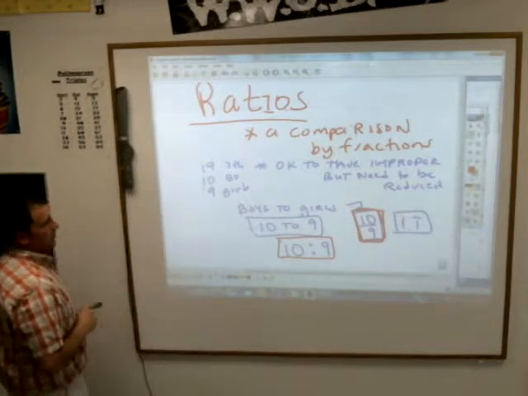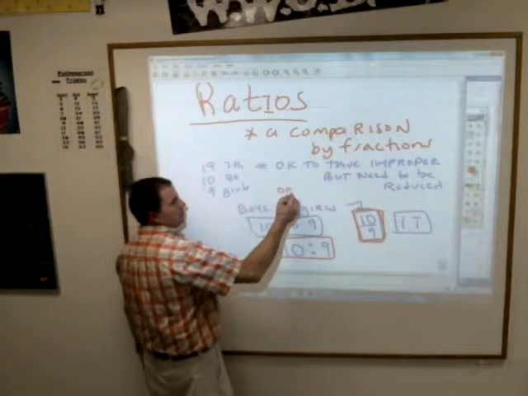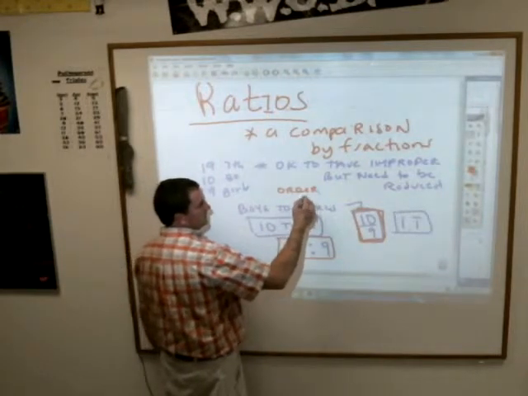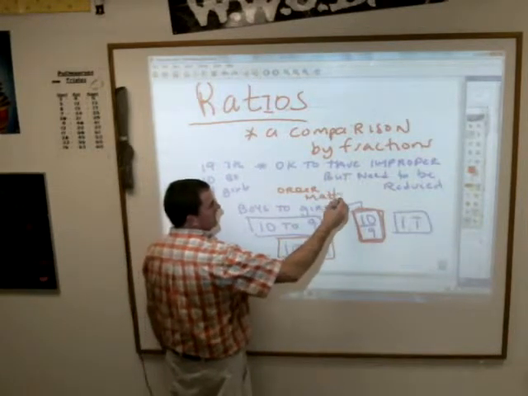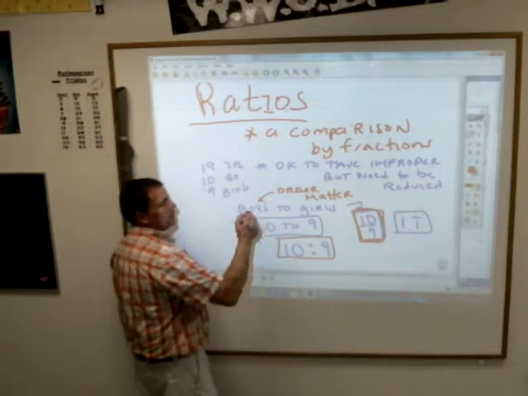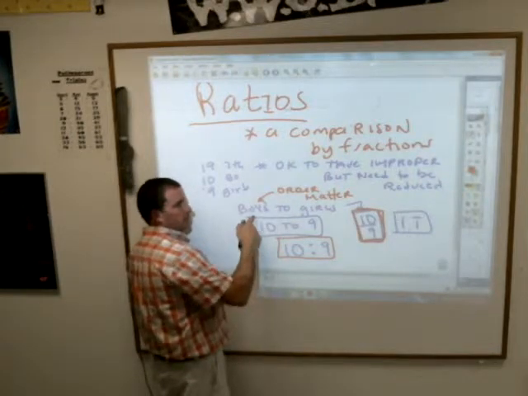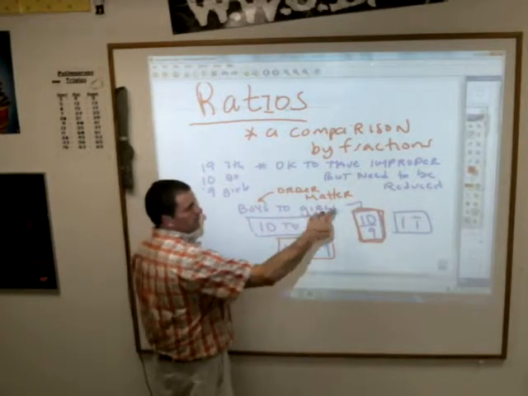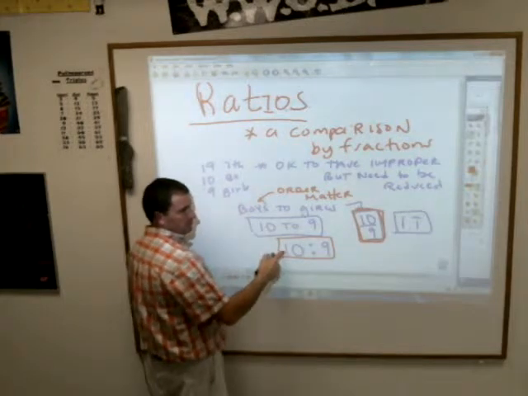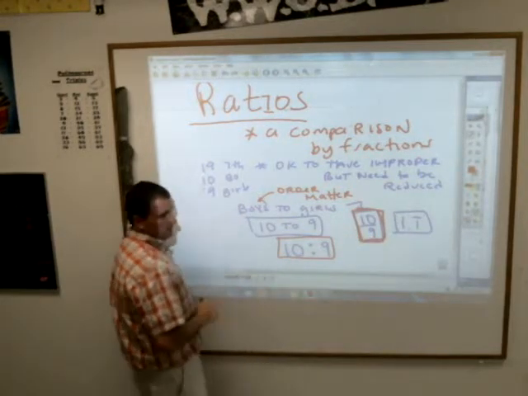And the most important thing to remember is that order matters. Order is important. In other words, when they ask you to write a ratio, the first number they give you must go on top or be listed first. Boys to girls means the 10 comes first or it's on top. 10 comes first. Girls is second, on bottom, second.